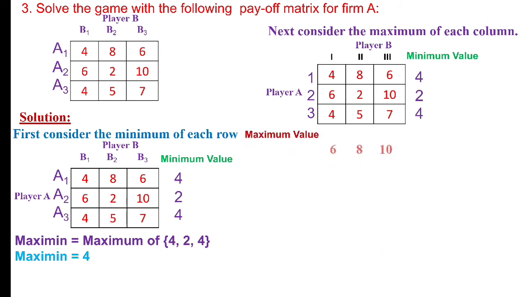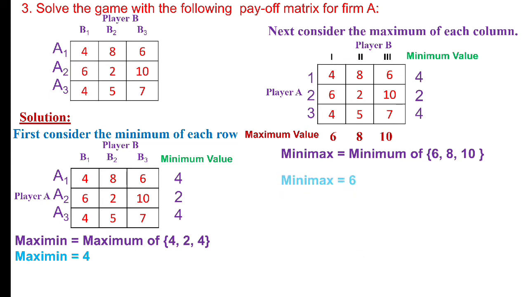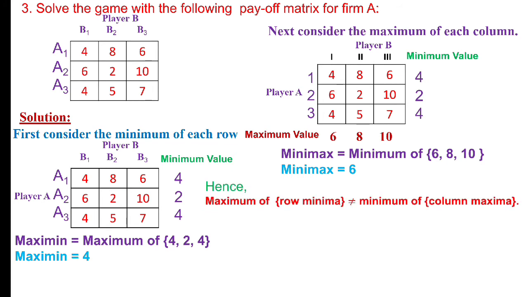Maximum value of each column: 6, 8, 10. Then minimax equals the minimum of 6, 8, 10, so the value is 6. Then we come to find that the maximum of row minima is not equal to the minimum of column maxima. Then we'll go for solving with the principle of dominance rule. Here there is no saddle point because minimax is not equal to maximin.